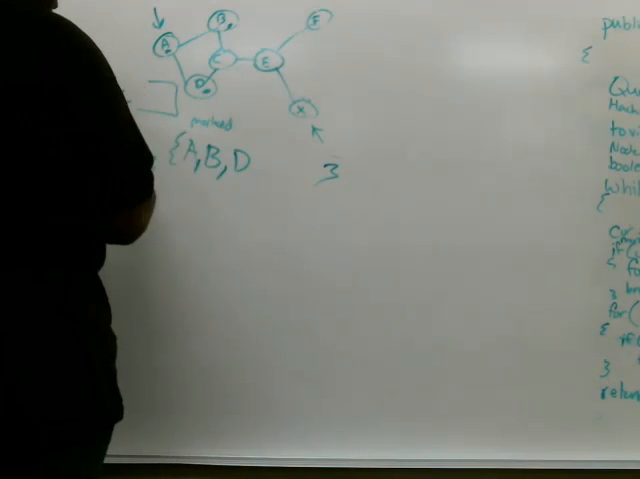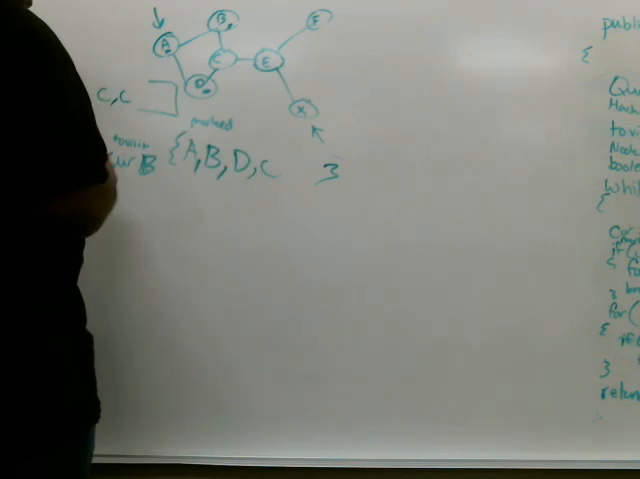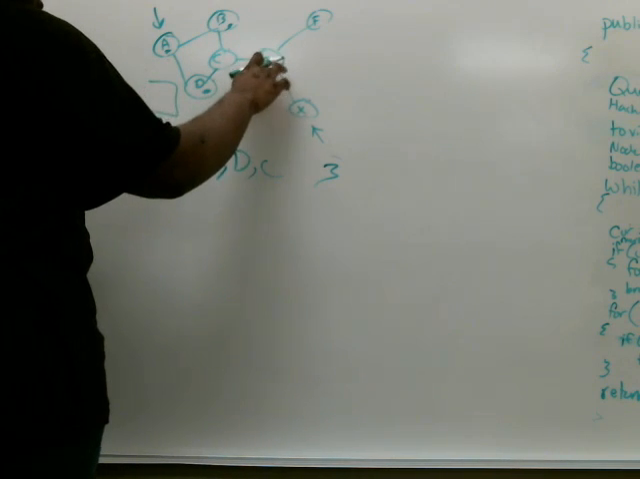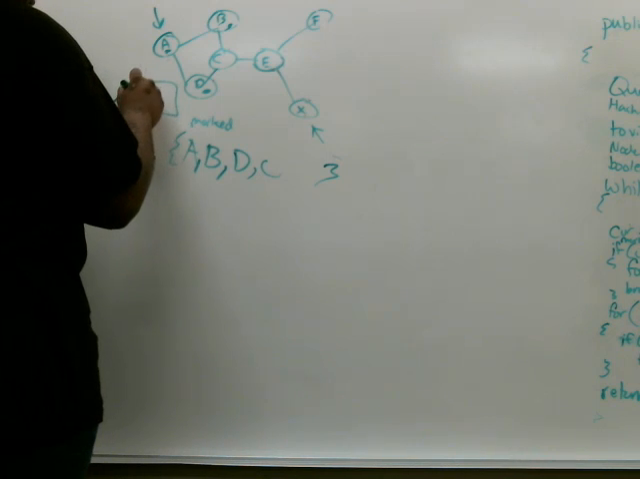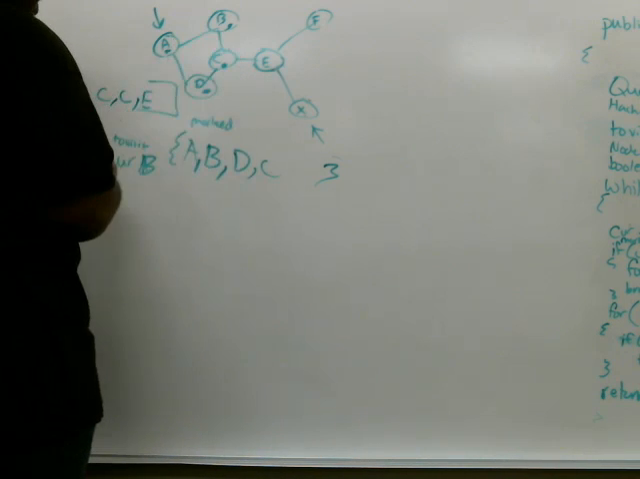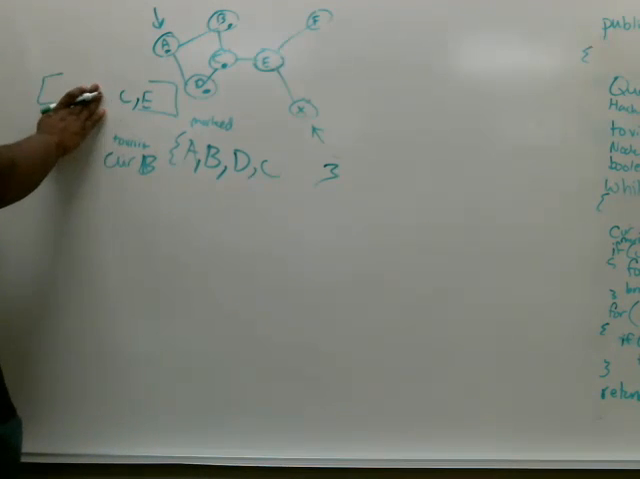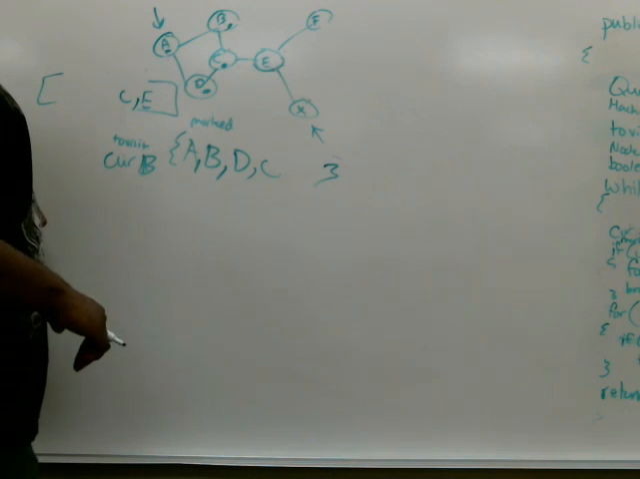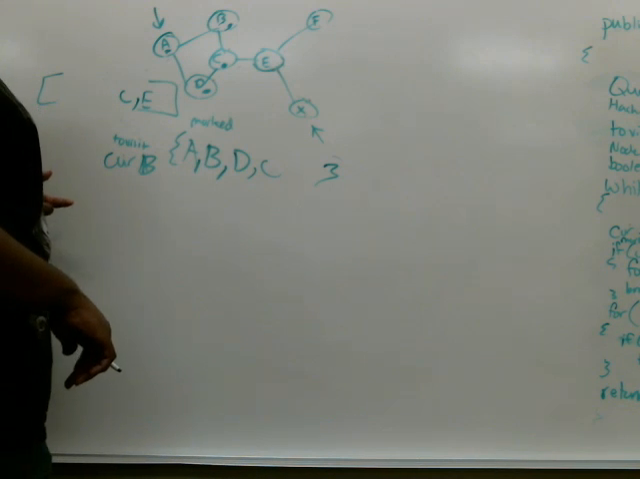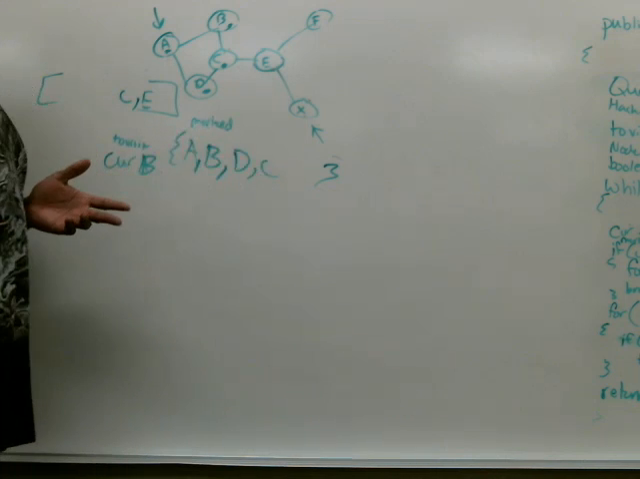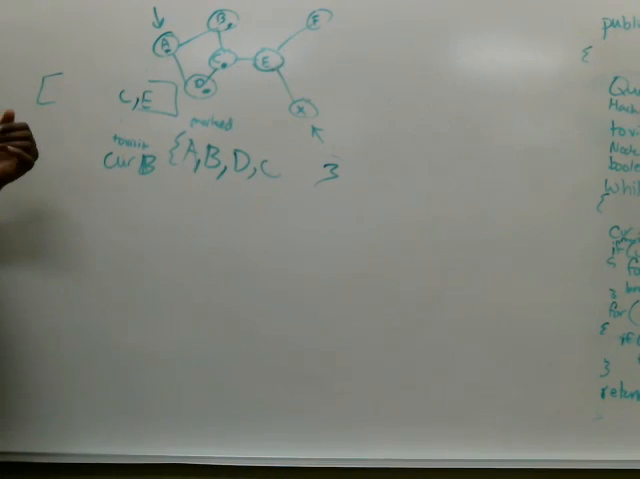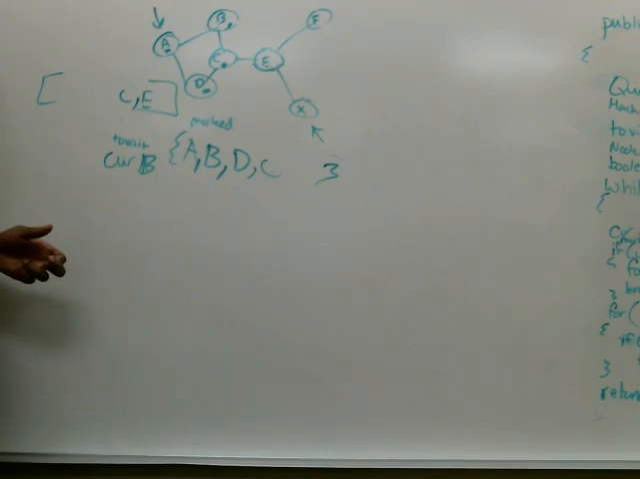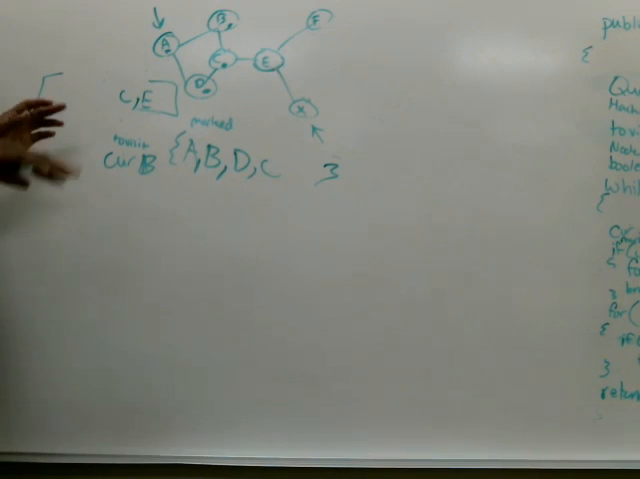So now we DQ, we get C. Okay, now we push all C's neighbors. So now we get E. Okay, mark that as visited. Okay. So now we DQ again, we get C. So, like I said, if you DQ or pop a node that's already been visited, you just say, okay, throw that one out.